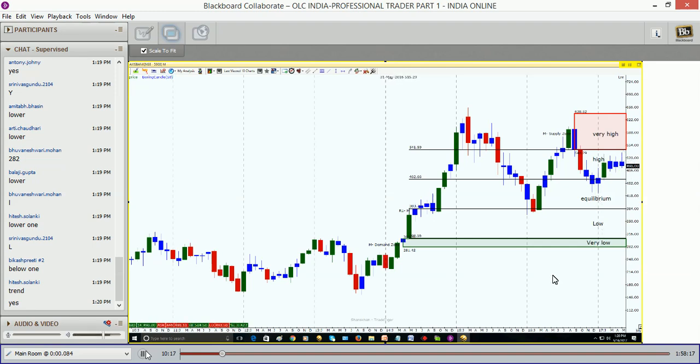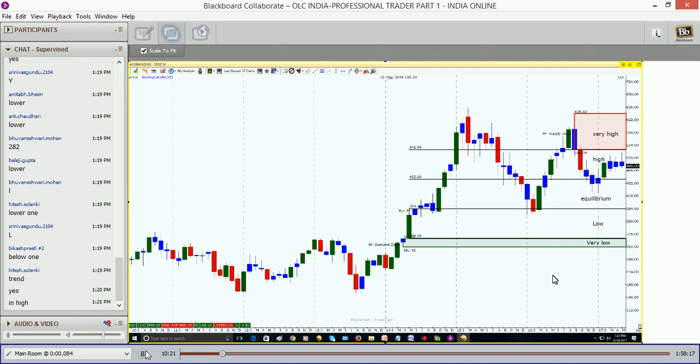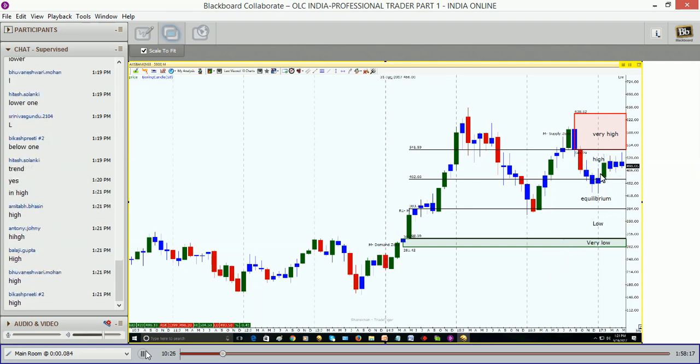My current market price is in which portion of my location? We are at the higher end of the curve. Would all of you agree with me? My current market price is on the higher end of the curve. If my current market price is at the higher end of the curve, then what is going to be my decision?